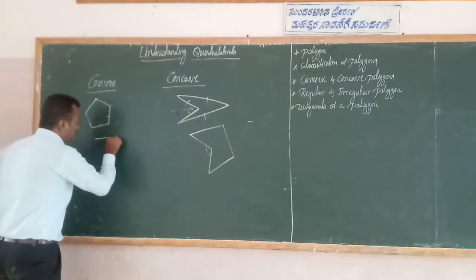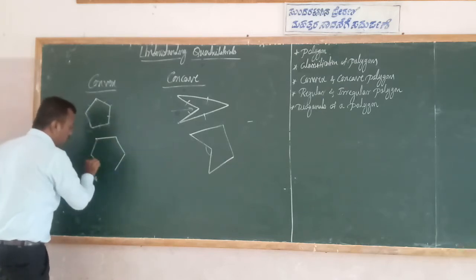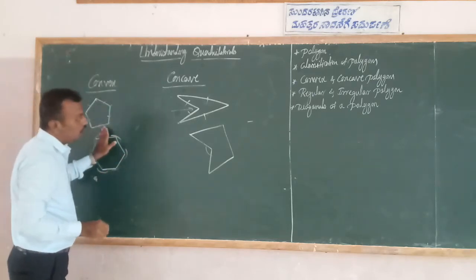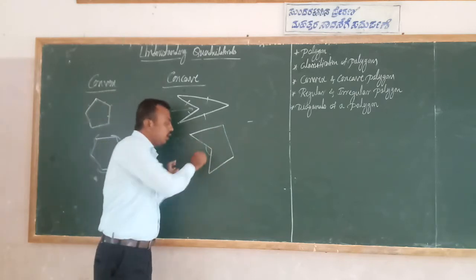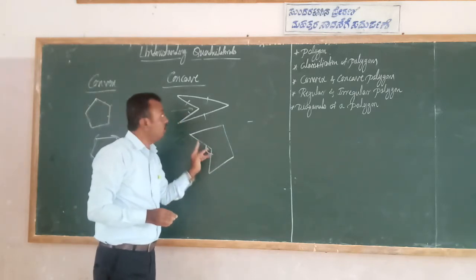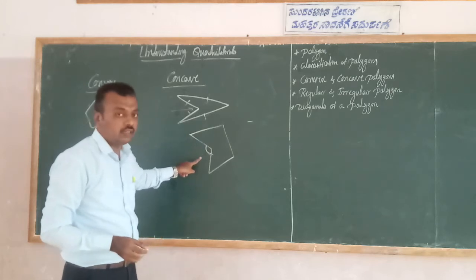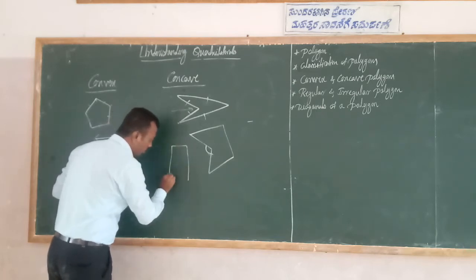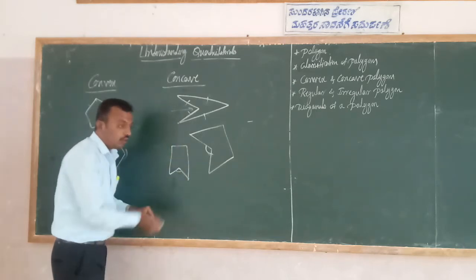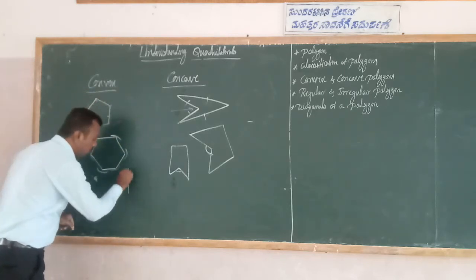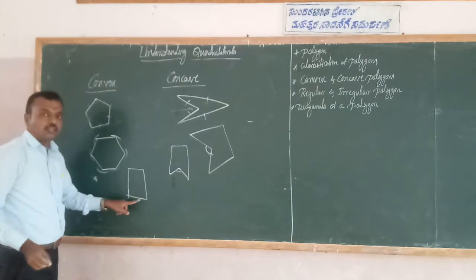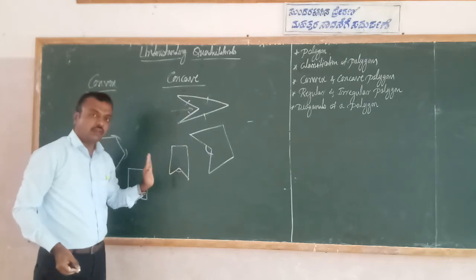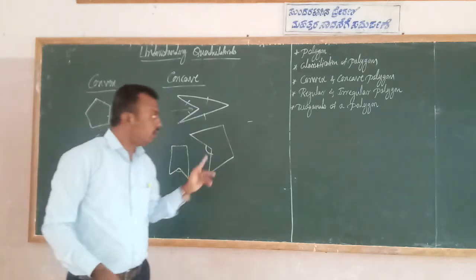Another example I will give. Here all parts bulge outward, so it is convex. But here all parts bulge except one part which is hollow, so we call it a concave polygon. I understood. Next another example. This is also a concave polygon. Then this is also a convex polygon. This is convex and these are concave. Did you understand cave, concave and convex? Shall we go to the next?